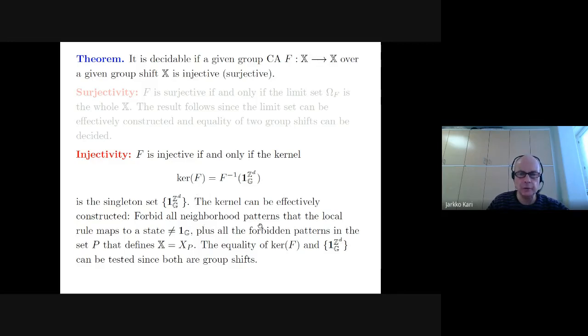So we can construct the kernel, and now we just check whether the kernel of the homomorphism is this singleton set. And that's equivalent to injectivity of the homomorphism. A homomorphism is injective if and only if the kernel only contains the identity. These are both group shifts, and again, identity can be tested. We have an algorithm for testing it. So we have an algorithm to test injectivity.